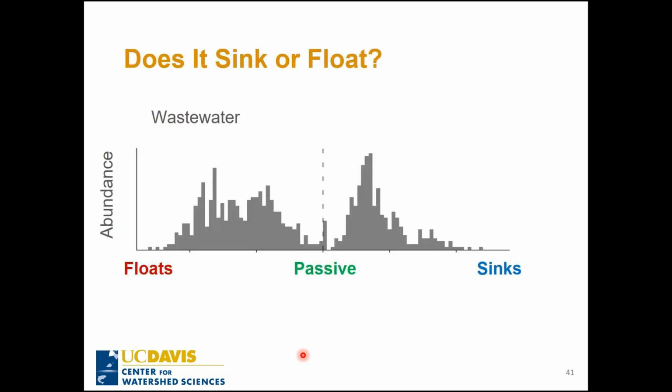To give you a sense of how broad the spectrum is, I'm showing here the distribution of those rising and sinking rates just from the wastewater load data. This is just a histogram showing abundance ranging from highly buoyant floating particles on the left to the highly sinking particles on the far right. And this actually covers several orders of magnitude of that settling velocity.